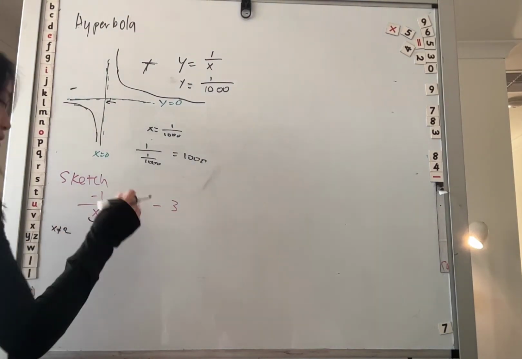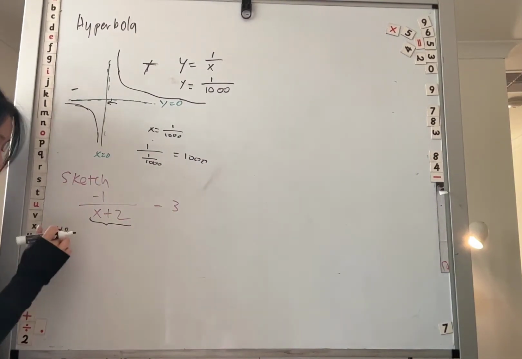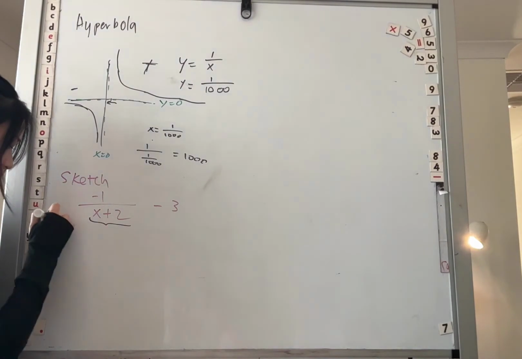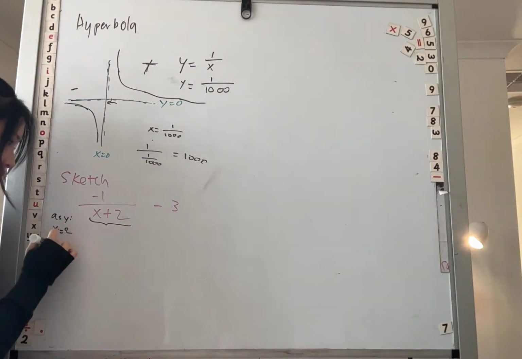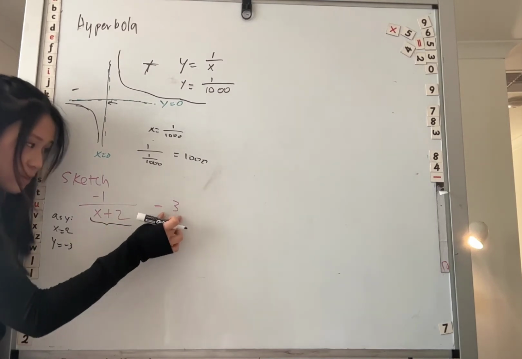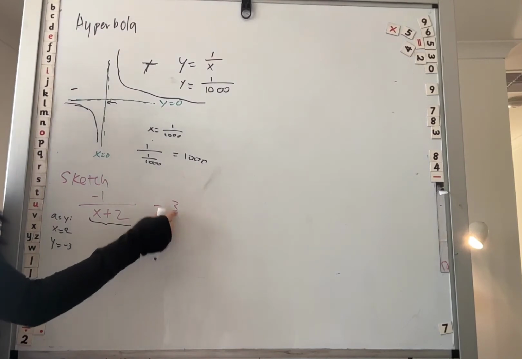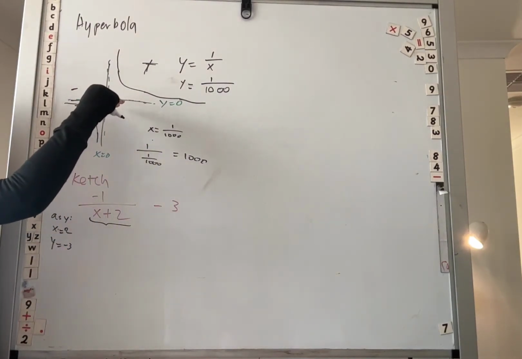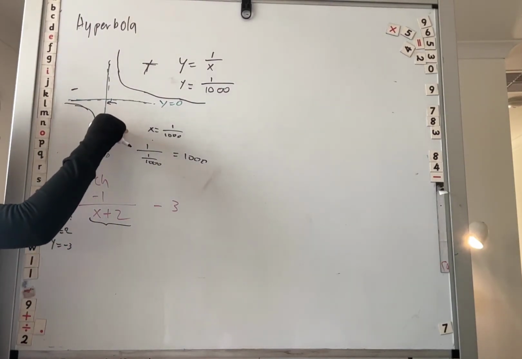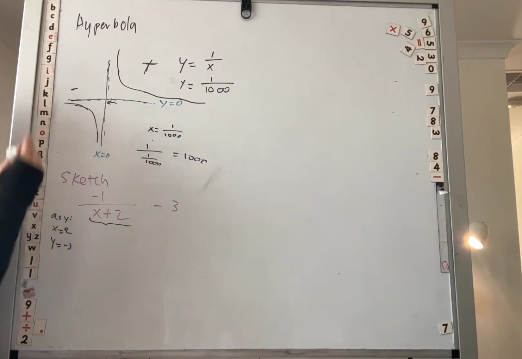And then, as a result, if this expression can't be equal to 0, the other asymptote is y equals negative 3. Because this can't be 0. So, the asymptote that's left over is negative 3. Or you can just think of it as shifting the original function down by 3, and then this one is moving left by 2.